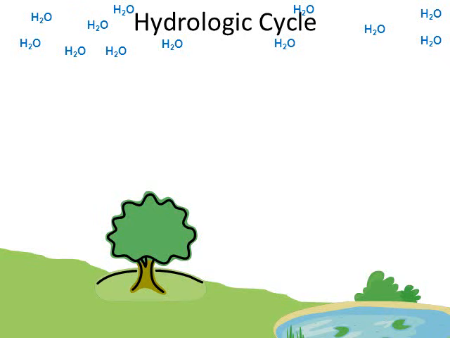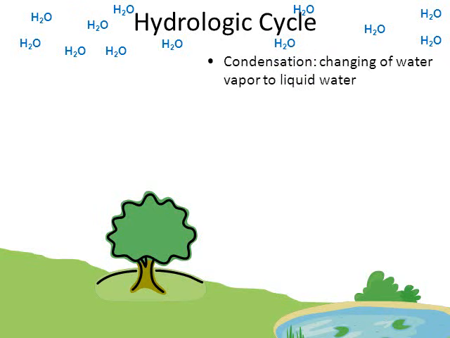Well, what happens next? Now that there's a bunch of water vapor collecting in the atmosphere, this leads to a process called condensation. This is where the water is going to turn from a gas back into a liquid. And the cause of this is cool temperatures.